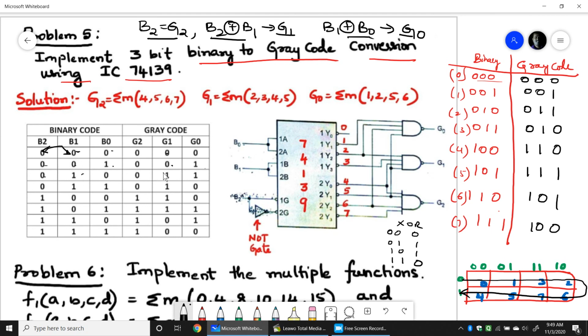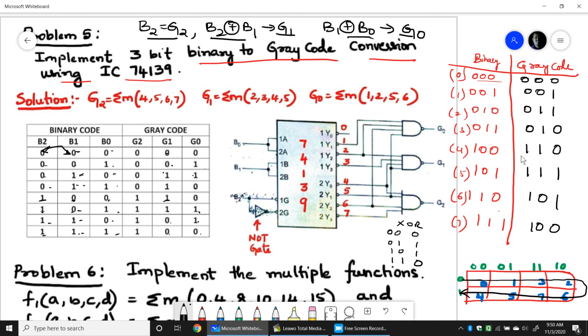Therefore 0 XOR 1 is 1, 1 XOR 0 is 1, 1 XOR 1 is 0. 1 XOR 0 is 1, 0 XOR 0 is 0. 1 XOR 0 is again 1, 0 XOR 1 is 1, 1 XOR 1 is 0. So this is how we use these formulas to get binary to gray.